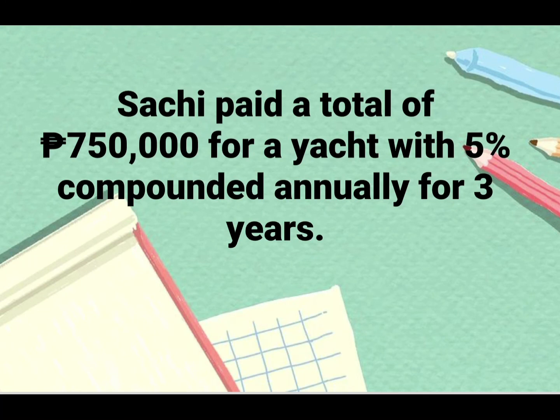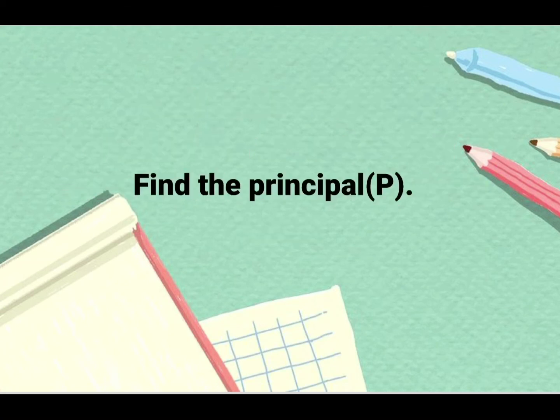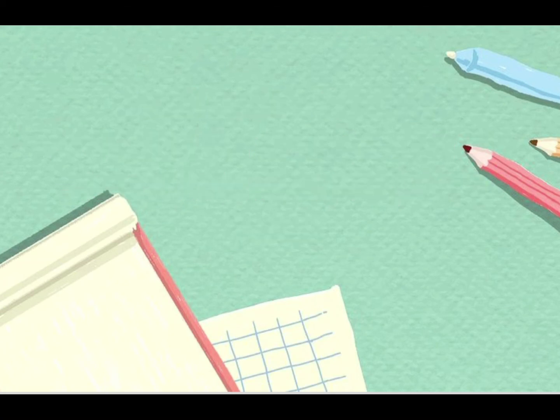A person paid a total of 70,000 for a year with 5% compounded annually for 3 years. Find the principal. F equals 70,000, M equals 1, T equals 3 years, R equals 0.05.